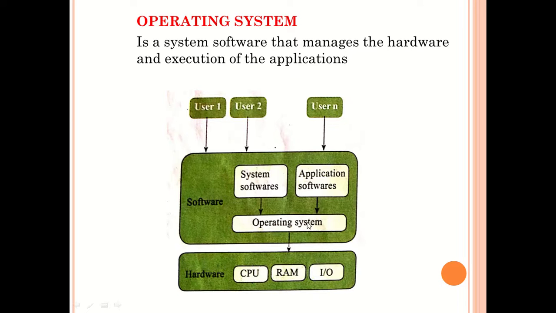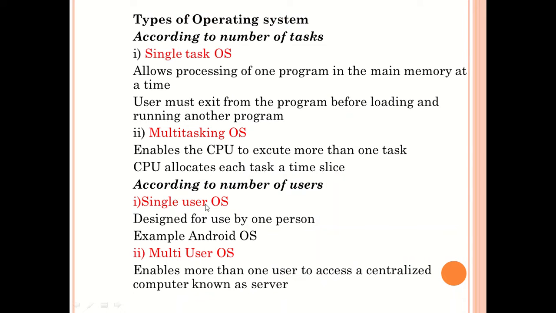After it has interacted with the operating system, it can access the computer resources. The computer resources in this case are the CPU, the RAM, and the input-output devices. Those three are our system resources. So the operating system is the only medium we can use to access these resources that have been mentioned here.